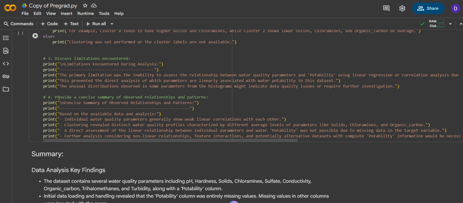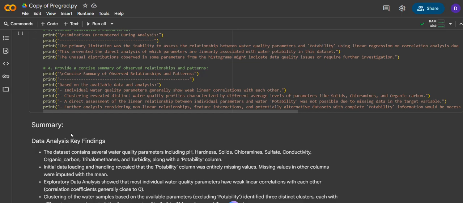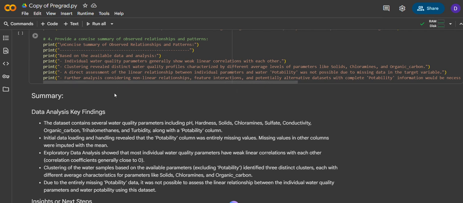Secondly, it prevented direct analysis of linear association with water quality in the dataset. As I have already told you, the dataset is quite fluctuating, as there are multiple occasions where there is no continuous data. As a result, the correlation was not strong, and hence the data quality issues have been investigated. These are the very important things after data analysis.